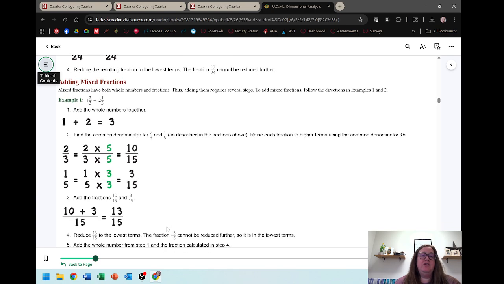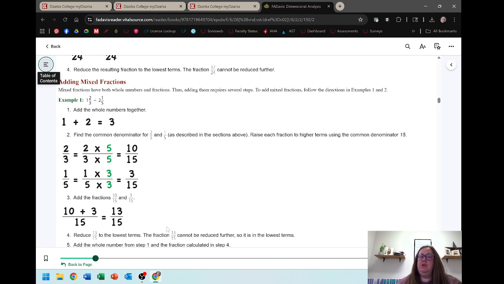So if you feel a little rusty on these concepts, please make sure to practice as much as you need to until you feel comfortable. So whenever we have a mixed fraction and we want to add or subtract that mixed fraction, we are going to have to make it into an improper fraction.